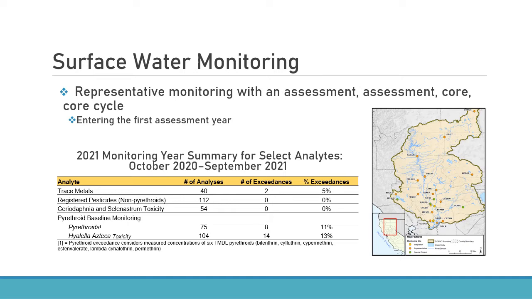October 1st, 2021 marked the beginning of the 2022 monitoring year, which is the first of 2 assessment years. Summary results for trace metals, registered pesticides, and toxicity can be seen in the yellow table. Now, as you can see here, the Sac Valley has relatively good results for the trace metals, registered pesticides, and toxicity. However, pyrethroids are frequently detected and frequently trigger exceedances.